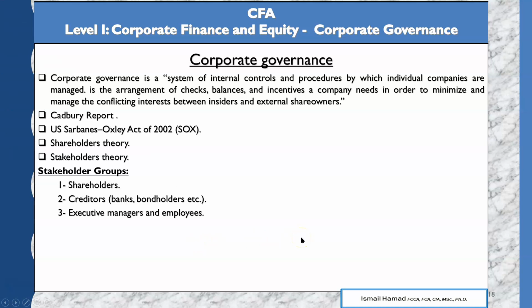Also, executive managers and employees. Their stake is to have a steady salary, rising salary also, and fair payment for their services. They want to have a secure job. So they have a stake in the company. It's not only the shareholders.